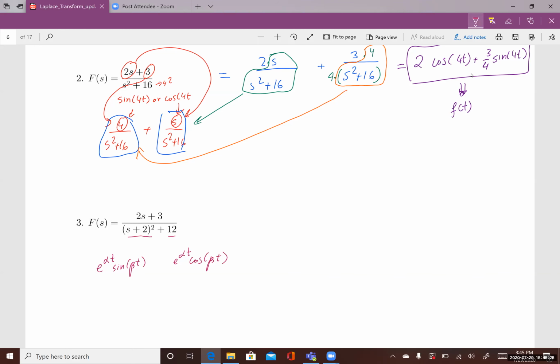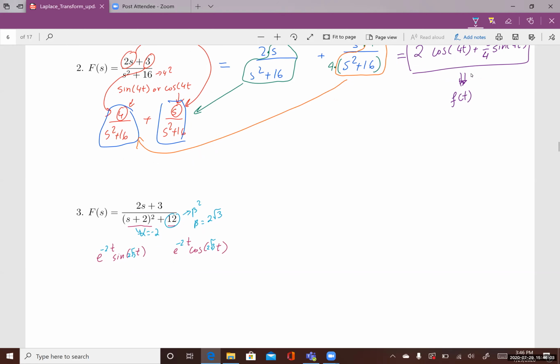So what is alpha? s minus alpha, that means alpha is -2. What is beta? This should be beta squared. That means beta equals the square root of 12, which is 2 square root of 3. Okay, so I can replace alpha and beta by -2 and 2 square root of 3.